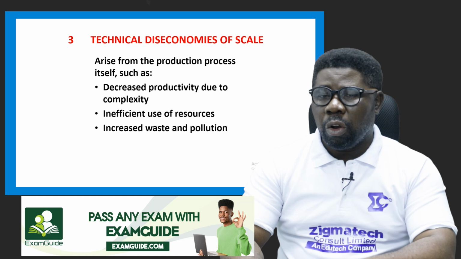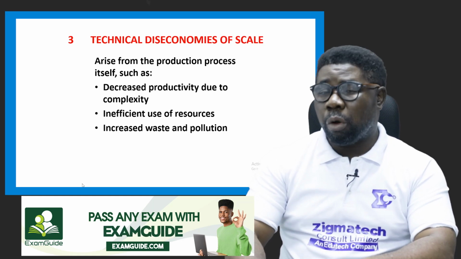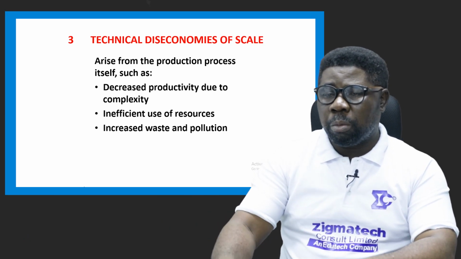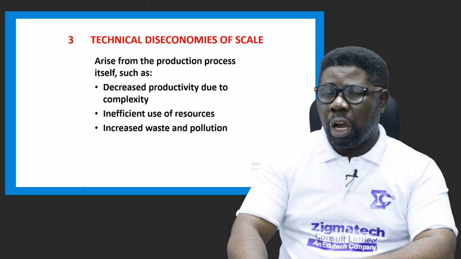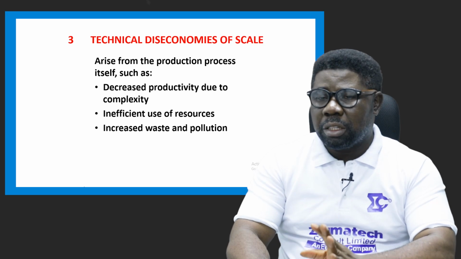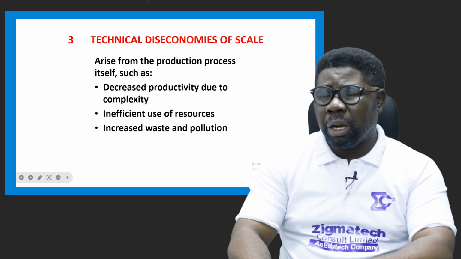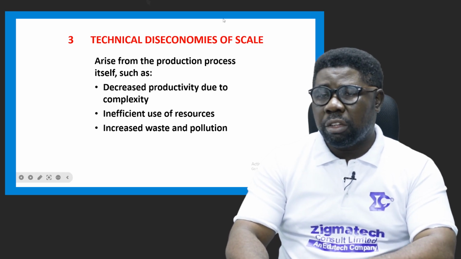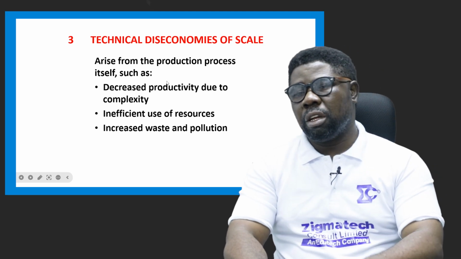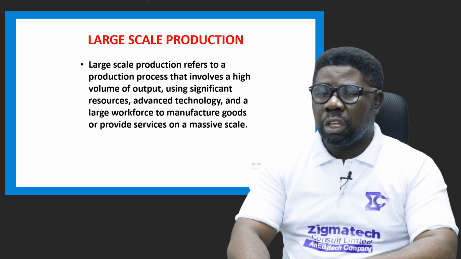Technical diseconomies, or inefficient use of resources, whereby you don't know how to combine different productive inputs to give you the required equilibrium to produce the best output possible. You have inefficient use of resources as a diseconomy of scale. Increased waste and pollution, where the byproducts of what you're doing are not properly managed, so the society also suffers, not only your company. So these are the three types of diseconomies of scale.